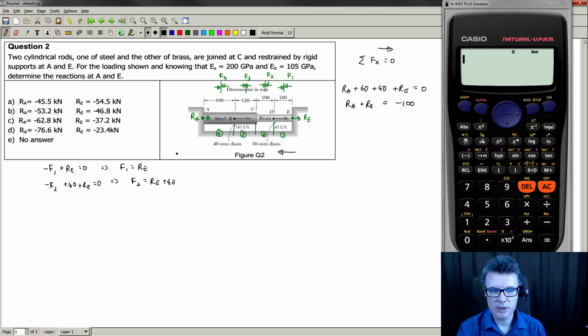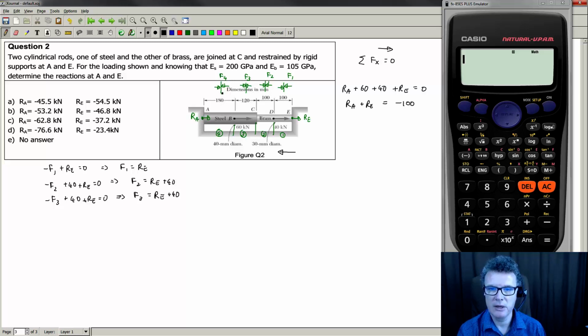Next one. This is a bit surprising because when I throw everything left of me and then I look right of me, I get a very similar result as before. Minus F3 plus 40 plus RE equals 0. So I have F3 equals RE plus 40.